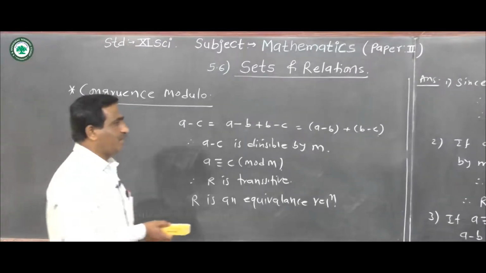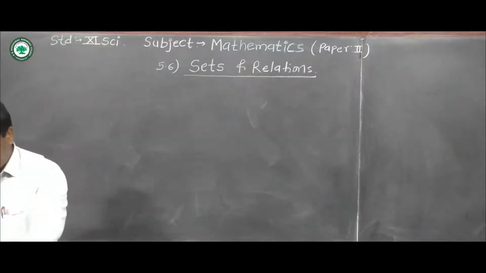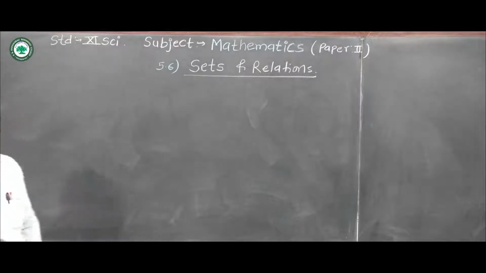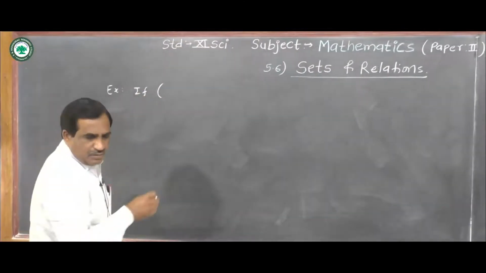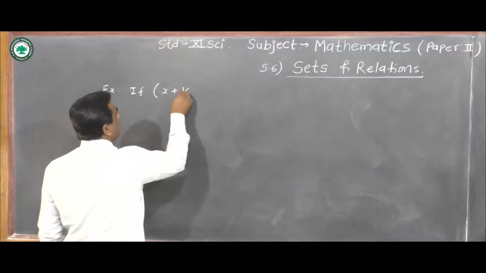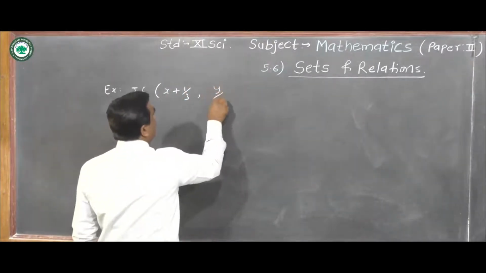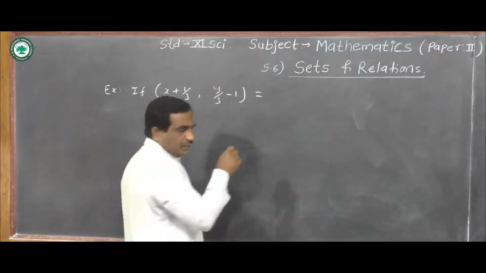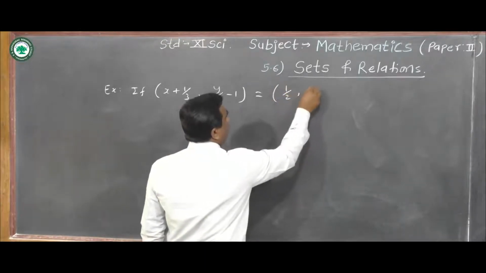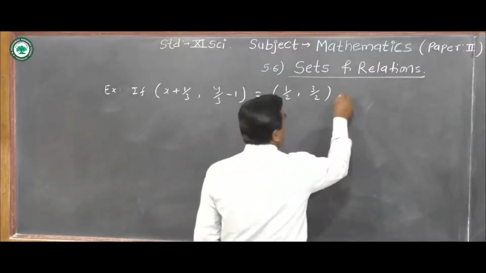Now we see examples from exercise 5.2. The first example is here. If the ordered pair (x plus 1 upon 3, y upon 3 minus 1) is equal to the ordered pair (1 by 2, 3 by 2), find x and y.